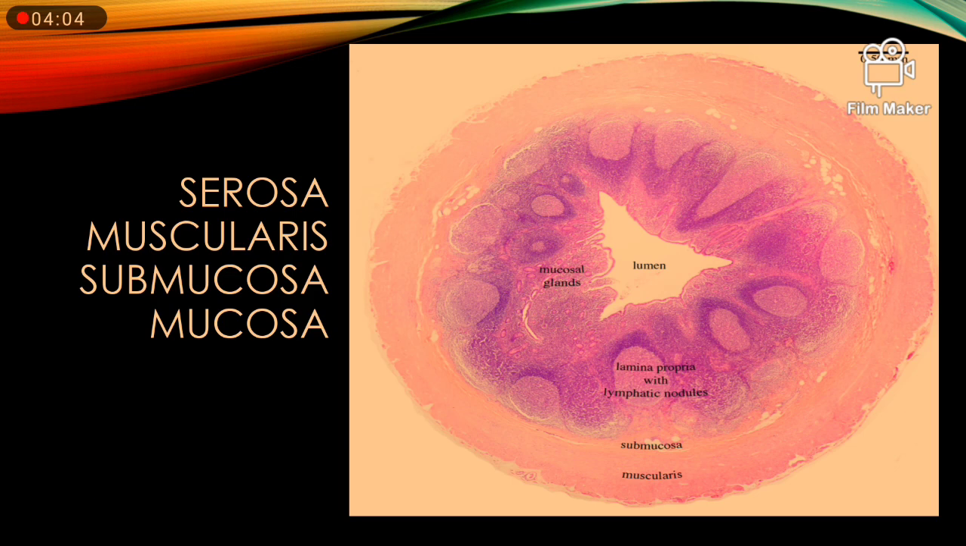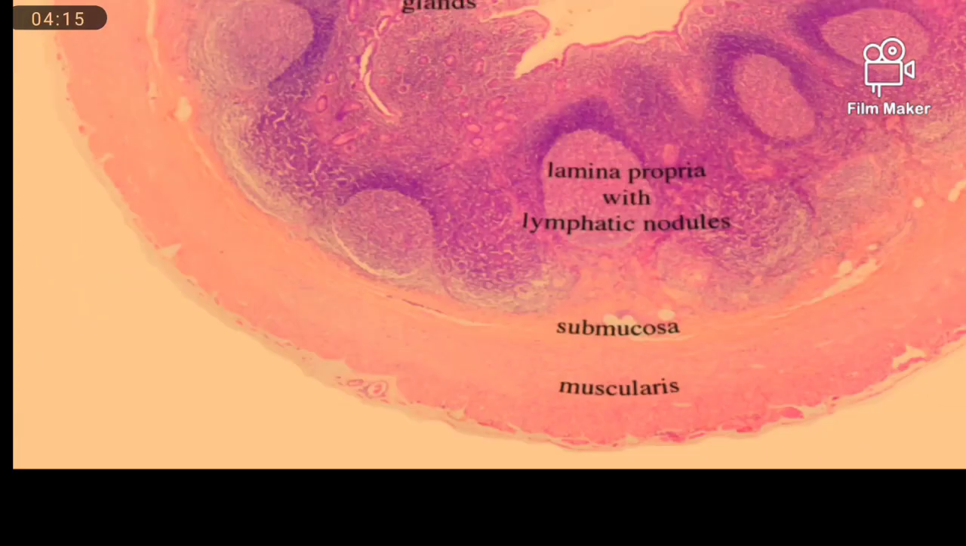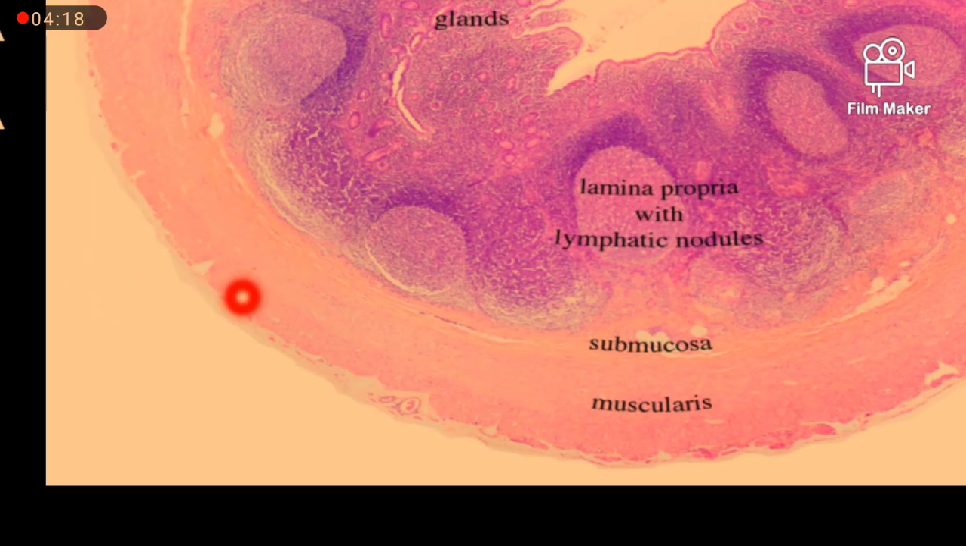Now this is the transverse section of an appendix. From outside inwards, the first layer is the serous layer. This outermost thin lining is the serosa. After the serosa, this thickness is the muscle layer. Then you have a thin submucosa, and the submucosa is separated from the mucous layer by the muscularis mucosa. This line is the muscularis mucosa. The muscularis mucosa is a sublayer of the mucous layer.